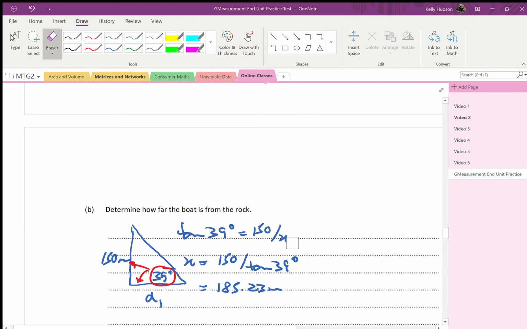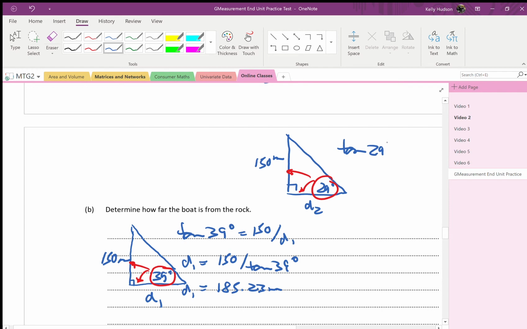Alright, now the other measurement we need to work out is the D2. So the D2, I'll put in here. The other one is going to be the D2 measurement. So what does that triangle look like? Well, it's very similar. 150 metres, 90-degree corner, and we've got 29 degrees, and this is going to be D2. So once again, which ratio do we use? I'm going to go with tan. I've got opposite, I've got adjacent. So tan 29 degrees is equal to 150 divided by D2.